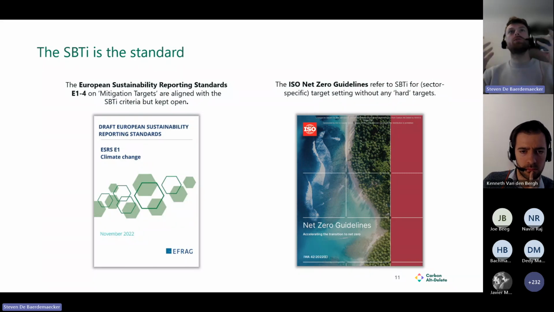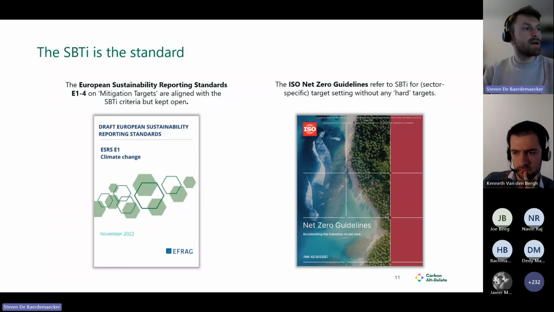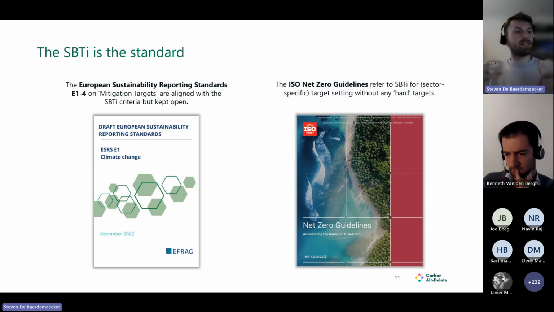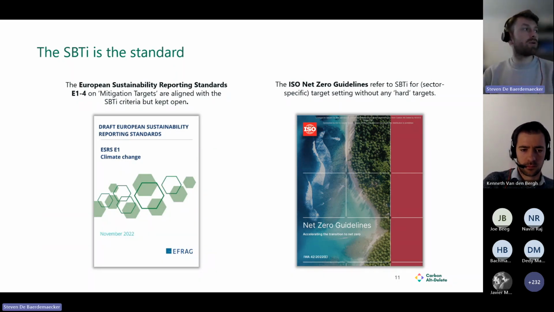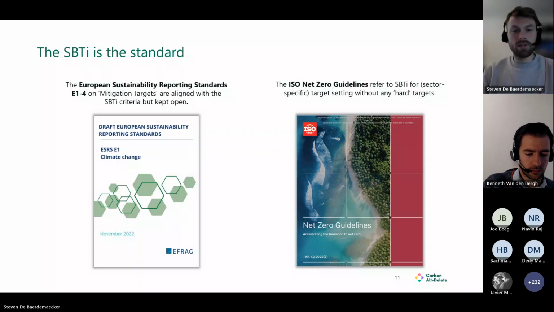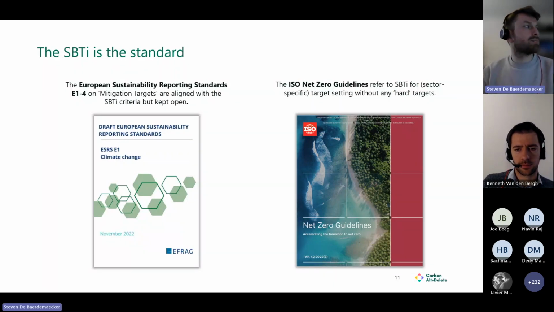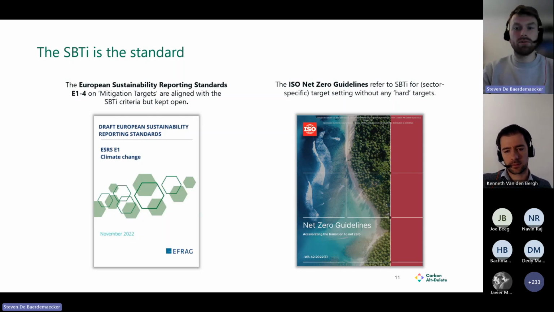Before we go into the scientific basis and the crash course on SBTi, I was addressing the fact that for me SBTi is really like what the greenhouse gas protocol is for carbon accounting, SBTi is for target setting. You see that too in the translation of science-based targets, not specifically the SBTi, but all the basis of science-based targets in your European Sustainability Reporting Standards, the E1 on mitigation targets, and also the referral in the ISO Net Zero guidelines to the SBTi. And it's not vice versa that SBTi is referring to these two. So for me, it's really like the standard of target setting.